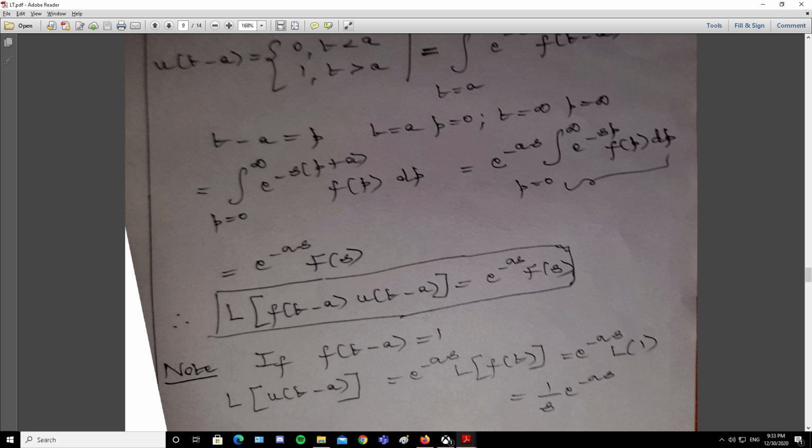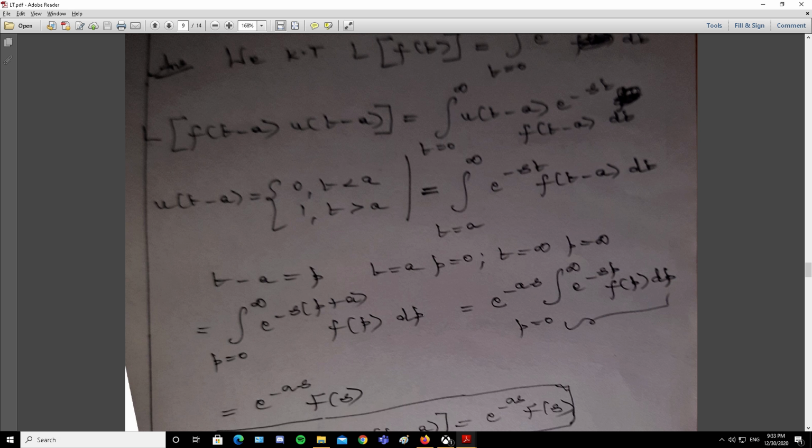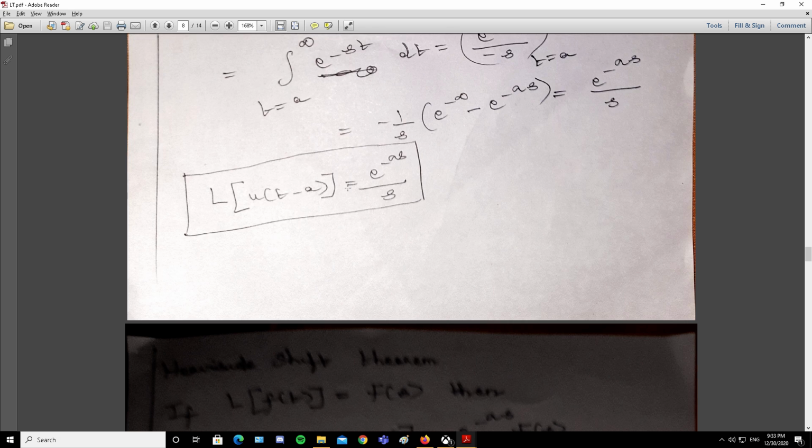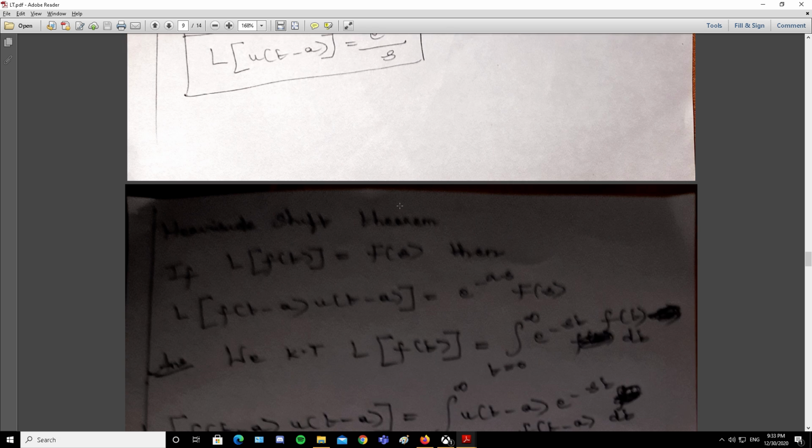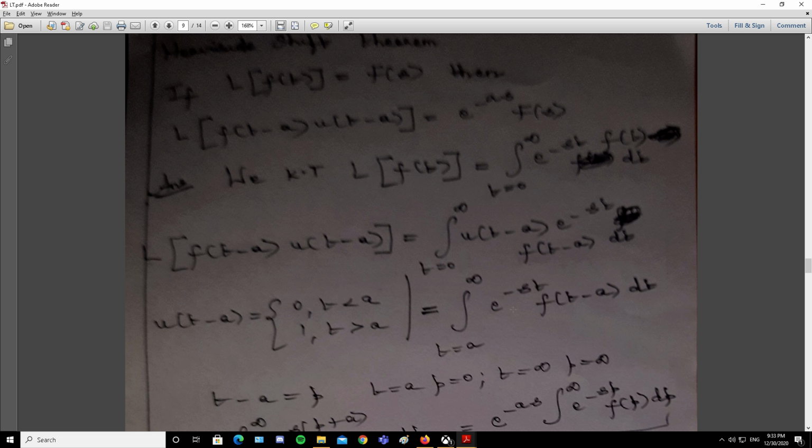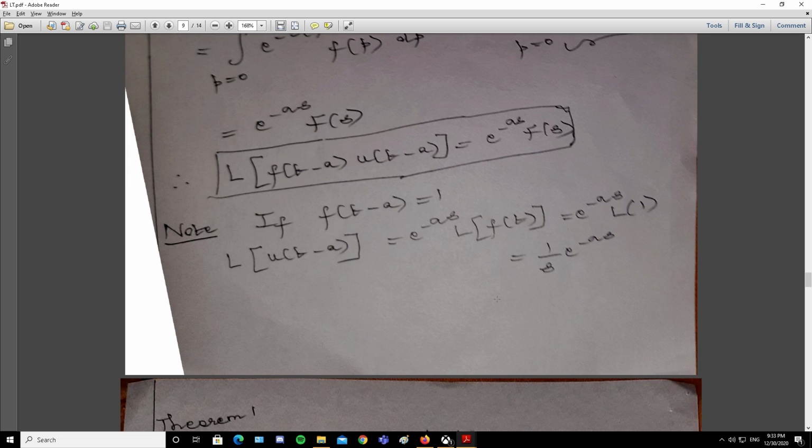So you should remember the statements of properties with proof. First one, Laplace of the step function is e power minus as by s. Second one, Laplace of the product, that is the Heaviside shift theorem, e power minus as into f of s. You will be using these in all the problems.